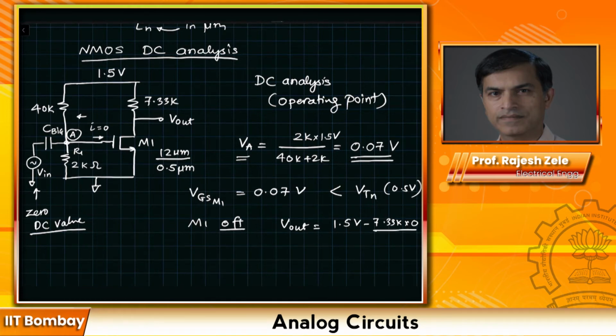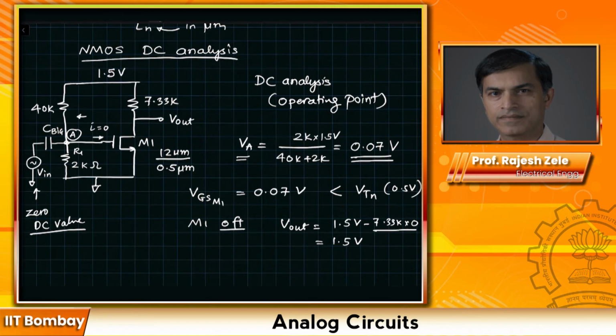0 is the current flowing through the resistor, as a result of which it should be equal to 1.5 volts. In the beginning, I'm going to do these explicit calculations, but over a period of time, they will become second nature to you and you don't have to even think about it. Let's do the next example where I'm going to make a slight modification.